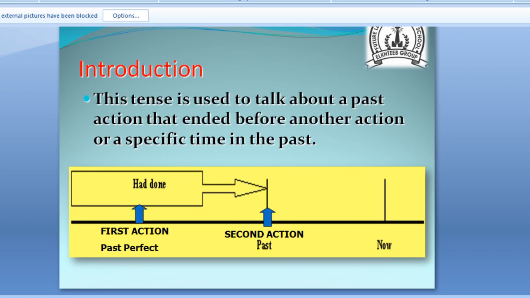Our lesson is the past perfect tense. This tense is used to talk about a past action that ended before another action or a specific time in the past, as explained here in the timeline.